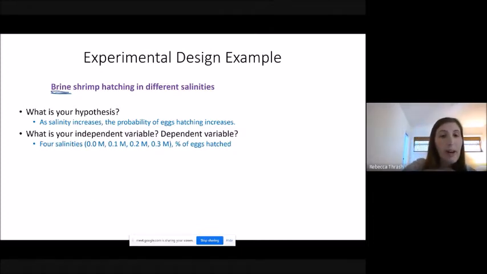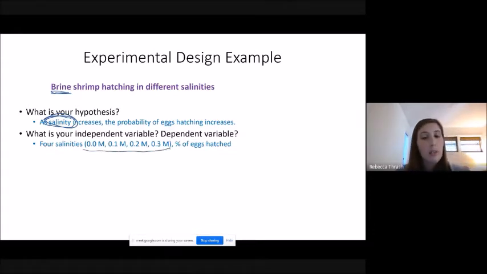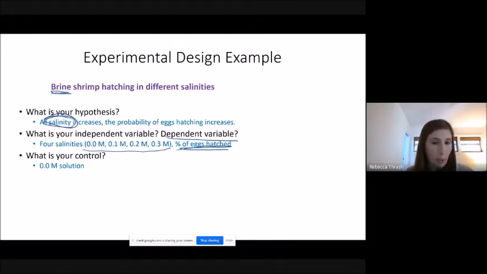So in this case, if I want to test how increasing salinity affects egg hatching, I need to make sure that I've got multiple different experimental conditions. I also need to be very specific about the dependent variable that I'm going to be tracking in the experiment. So what am I actually measuring in order to know what the independent variable is doing? In this case, I'm just going to look at the percent of eggs that hatch within each salinity. You always also want to be very specific when identifying your control. In this case, it's the 0.0 solution. There isn't any salt.